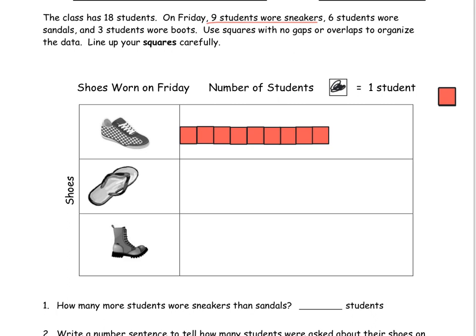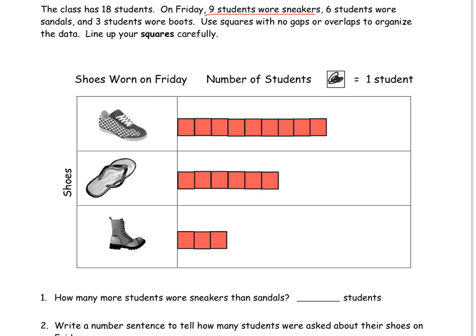So now I'm going to do the same thing with 6 students who wore sandals. So I'm going to try to match this up just like that on the same starting point or the same end point, and I'm going to put all of my 6 over. So there's my 6 for sandals representing 6 students, because 1 box equals 1 student. So now I'll do the last one, which is 3 students wore boots. And again, I'm going to slide this all the way over to my starting point right there, and I'll get the other ones put in. So now all of my boxes are in, and I can see a nice little chart going here.